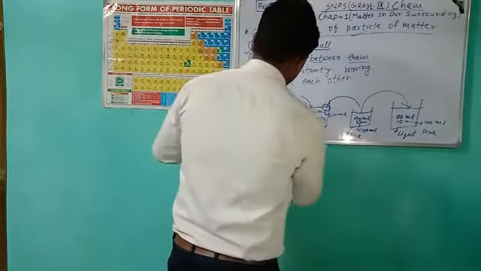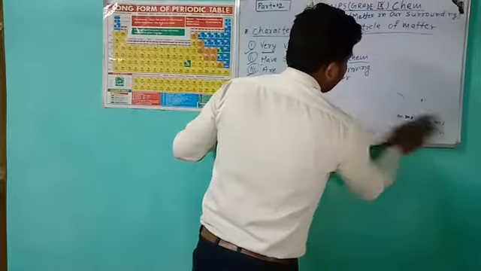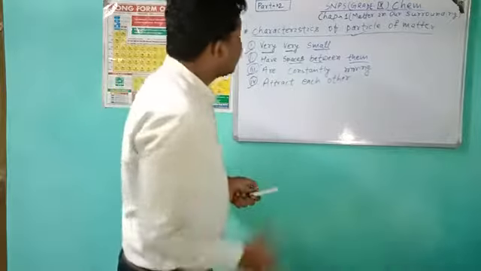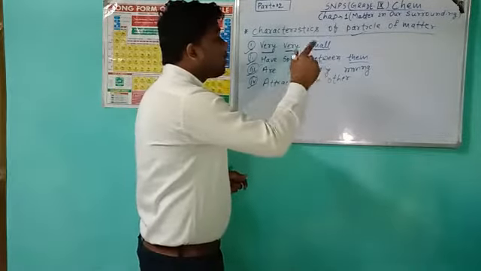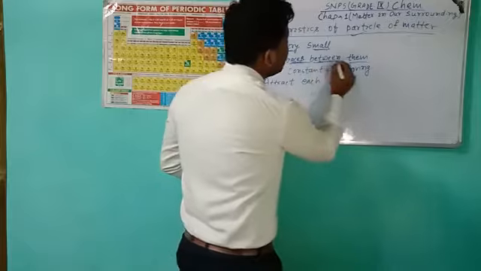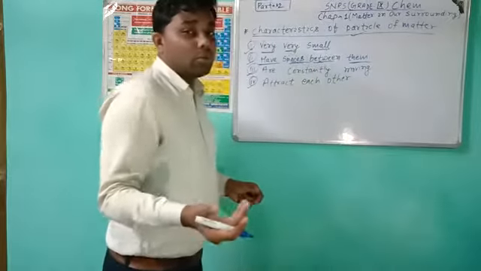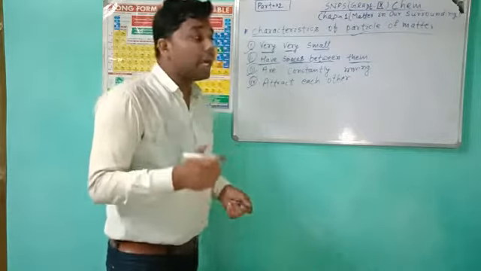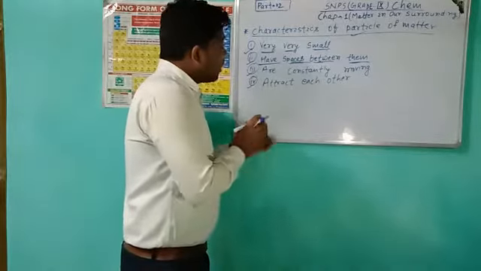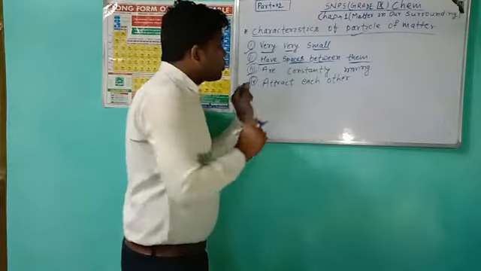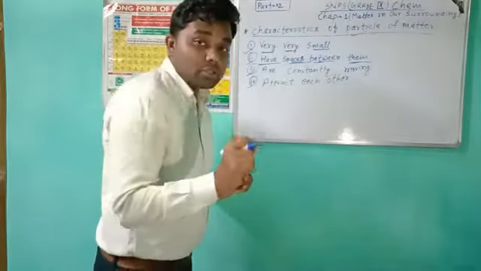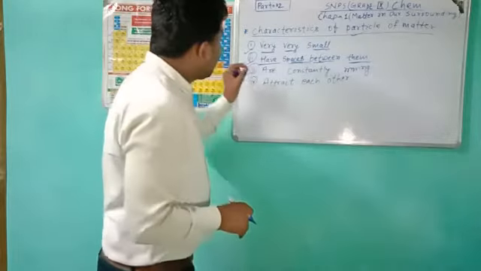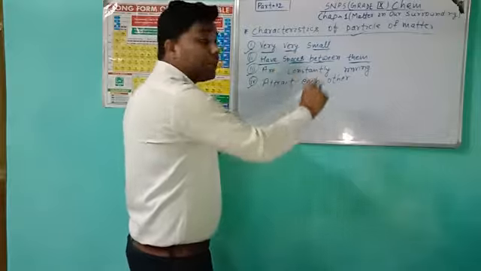So the next characteristic is that the particles of matter have spaces between them. What is the meaning of this statement? The meaning of this statement is that a small amount of space is present between the particles of matter.